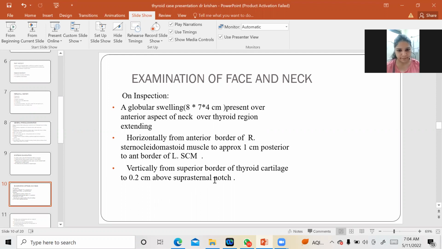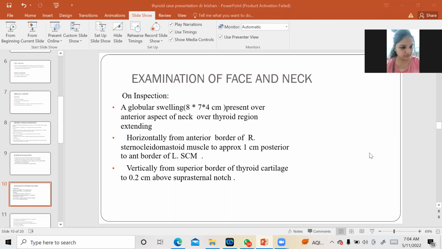So, Dr. Shivani, anything you would like to highlight here? Yes, it is very important. You have wonderfully explained the extent of the thyroid swelling, because whenever you are explaining any swelling, it is very important to explain its extent, and it is rightly explained in your presentation. Please proceed.